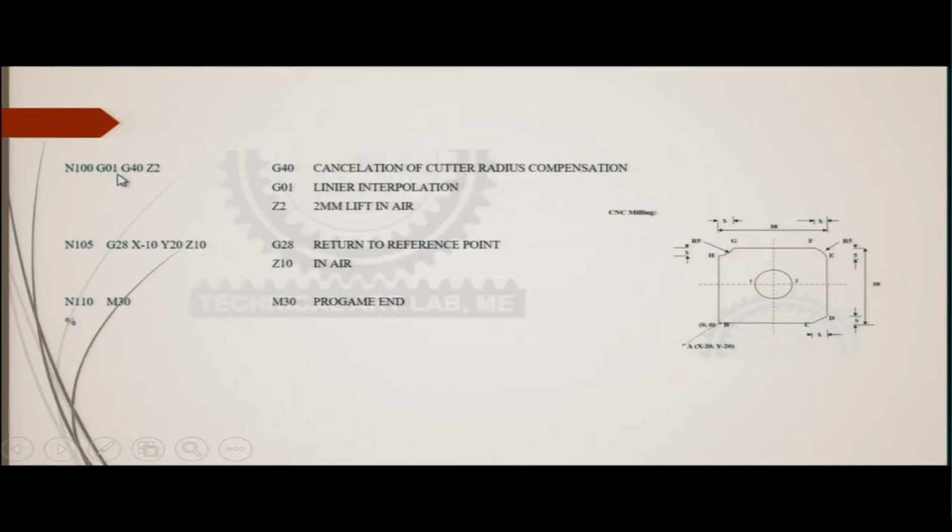Then we have the rapid movement. Before that we have G01 linear interpolation and G40. With G40 we are now cancelling the radius compensation, and we are lifting the tool 2 millimeter in the air. Next is the return to the reference point, and Z10 will be in the air. So it has gone to the parking position, meaning that after drilling the hole, it will be lifted up and taken to the safe point, so that the tool can be parked.